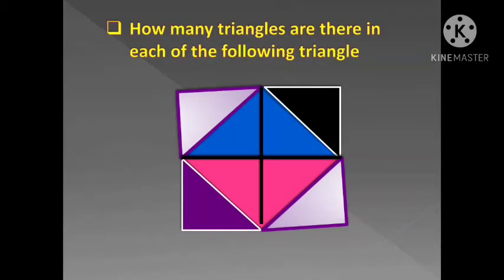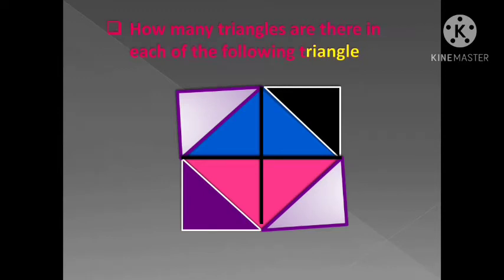Let's see exercise problems based on counting triangles. First one. How many triangles are there in each of the following triangle? Let's count the triangle. 1, 2, 3, 4, 5, 6, 7, 8, 9, 10 and then 11, 12. So totally 12 triangles are there.